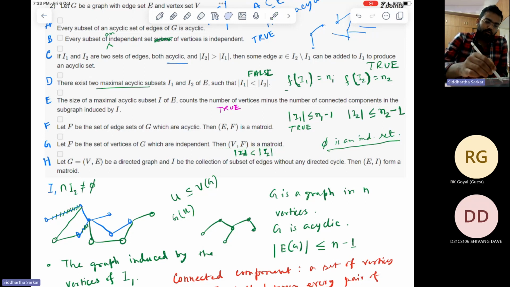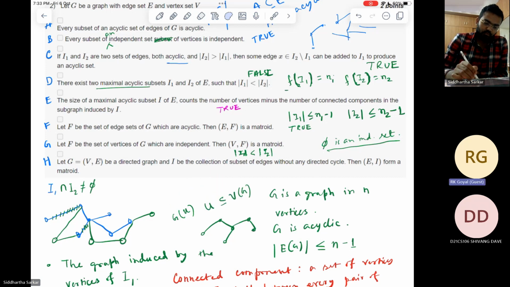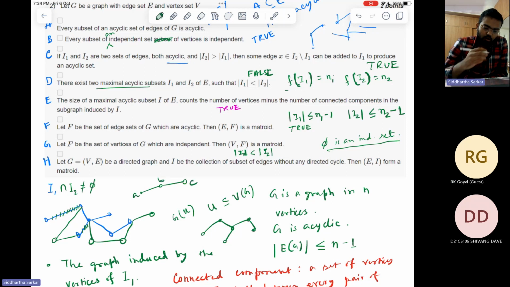Yes. So let's try. So what do you want to do? I think the counterexample is difficult to come up with, so better we go for the first one. How about this?